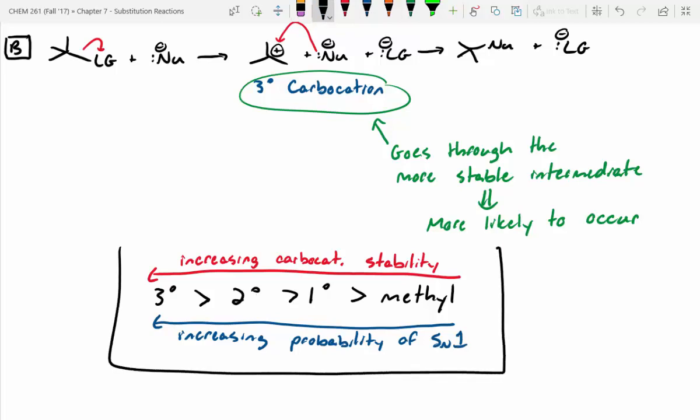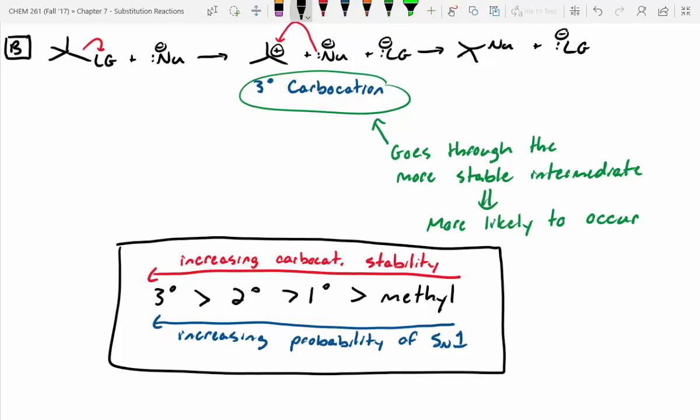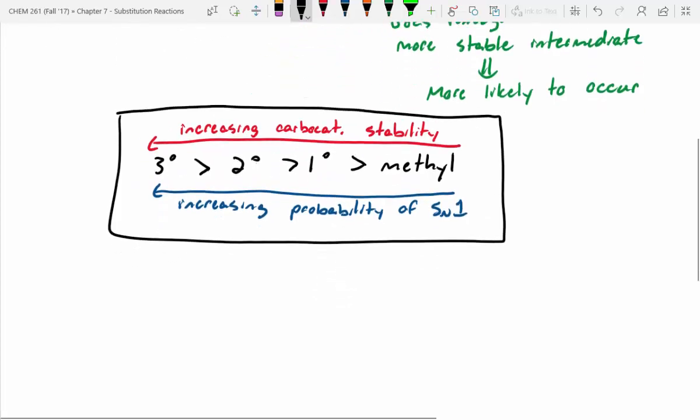Does that make sense? So the easiest way to tell if something's going to go through an Sn1 mechanism is whether or not it forms a really stable carbocation. If it can form a really stable carbocation, it's way more likely to do Sn1 than Sn2. Because we know that methyl groups and primary groups don't form stable carbocations. All right, let's take a look at another weird example.